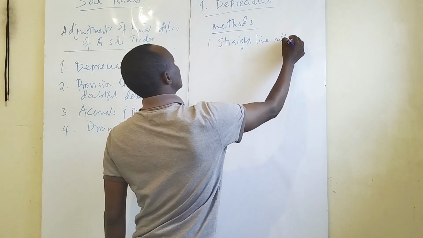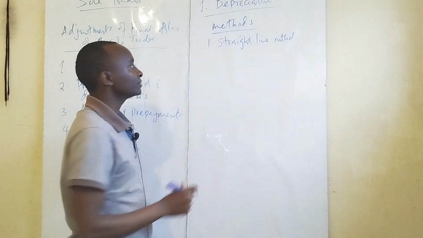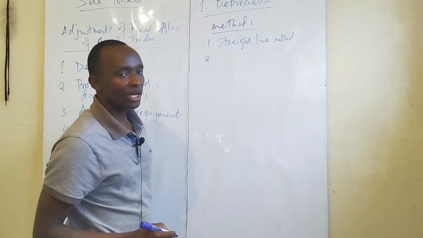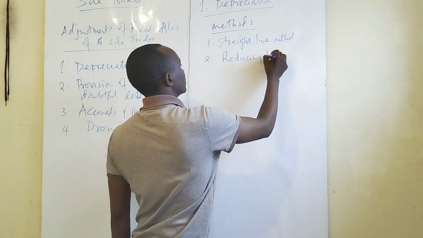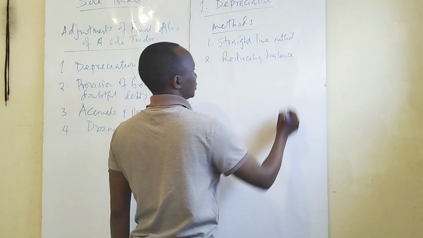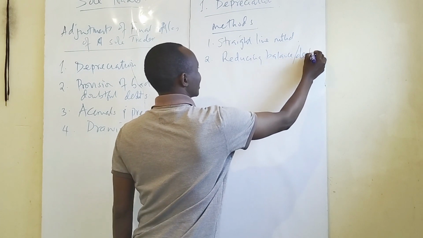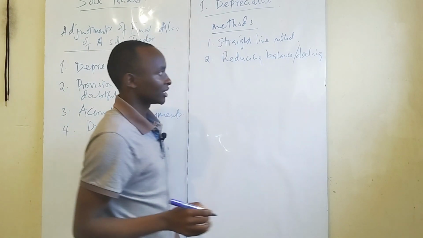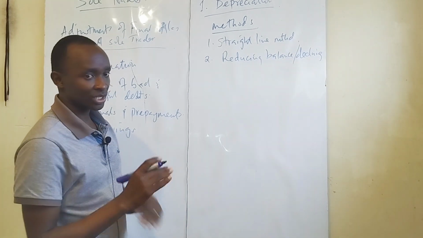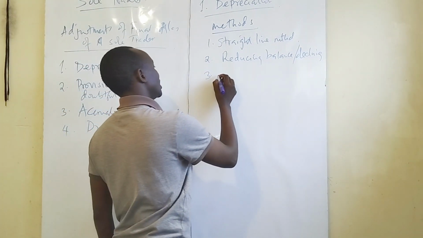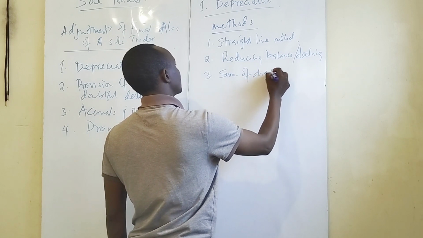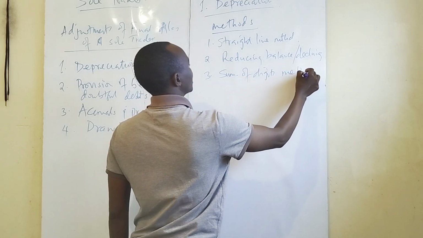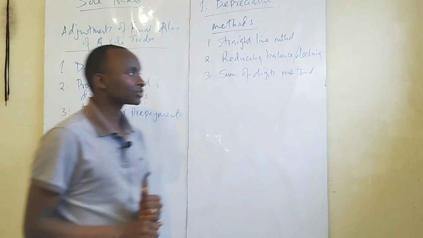Straight line method of depreciation. And then number two, we have the reducing balance or declining method of depreciation. So those are depreciations. And then number three, we have sum of digits method, and so forth and so forth.